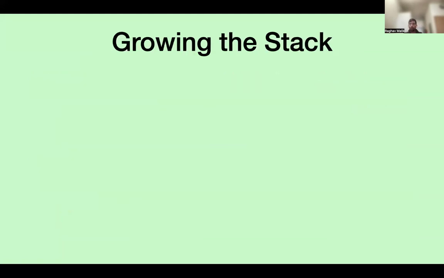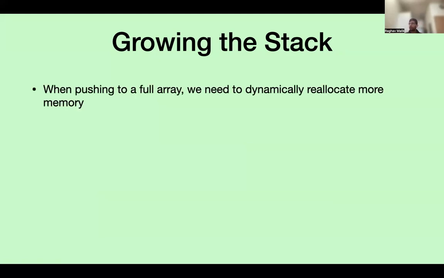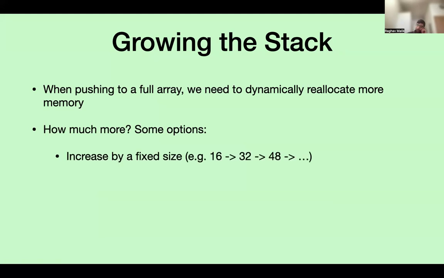Okay, so we talked a lot about how to deal with errors in pop, right? Mostly because if your stack underflows, you have to do something about it. In the case where the stack is backed by an array, we need to dynamically reallocate more memory, right? I'm using the word more very loosely here. Of course, the question is how much more? There are a couple of options here.